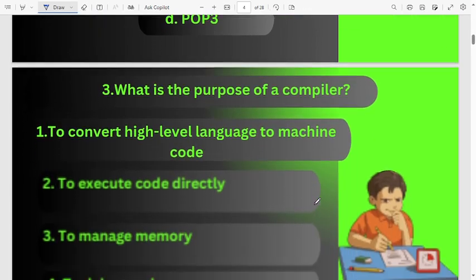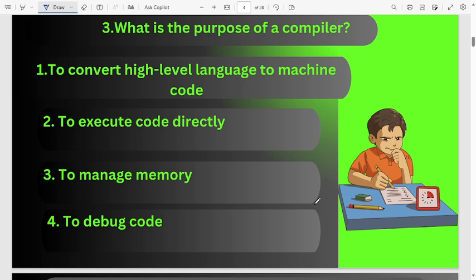Next question is, what is the purpose of a compiler? We write the code in a high level language, but the computer doesn't understand it, so we need to convert it into computer understandable language. For that purpose, we need a translator. The compiler is a translator which helps to convert the high level language to machine level language. So the right answer will be the first one.